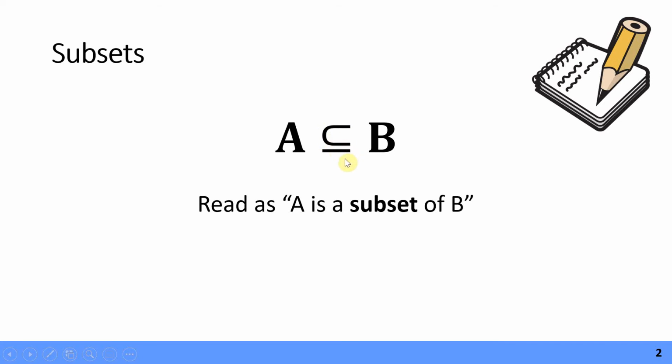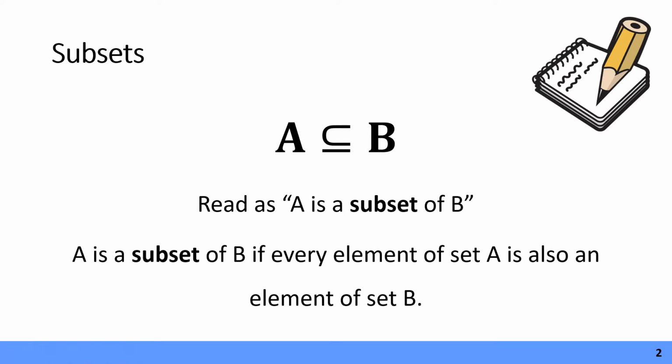Now, what in the world is a subset? A subset is kind of like a little piece that you take out of a set. A subset, like A of B, is a subset if every element in A is an element of B. If that makes no sense, don't worry, we're going to do an example right now.